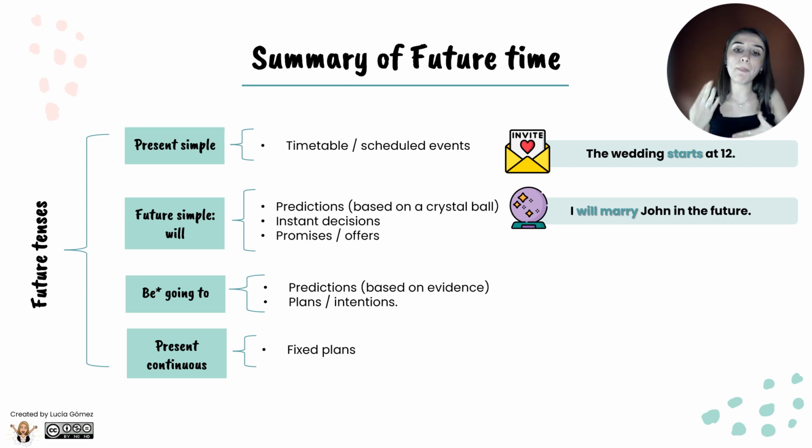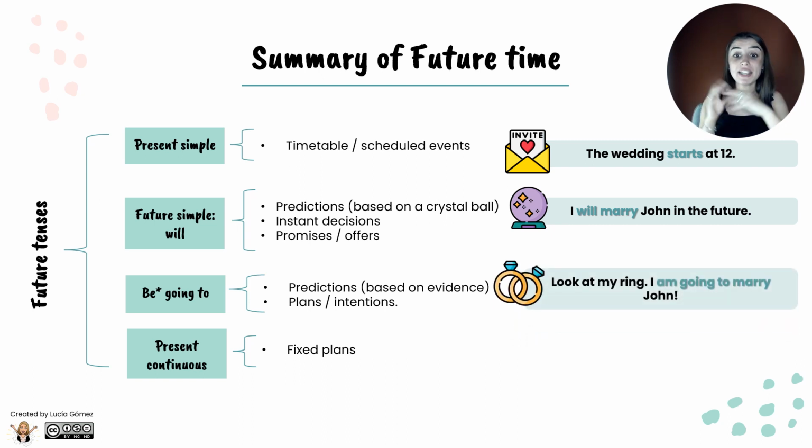But what happens if I'm older? Okay, and I don't know, John gives me a ring. I could say something like, oh, look at my ring, I am going to marry John. Tengo mi evidencia, tengo mi anillo y me voy a casar con John. ¿Qué pasa? Pues que yo que sé, que me voy a casar con John, pero todavía no tenemos nada planeado. Y es que hasta que no lo tenga planeado, no podré utilizar el present continuous.